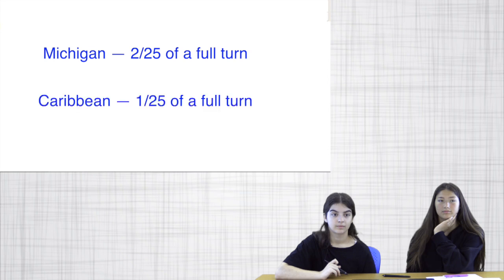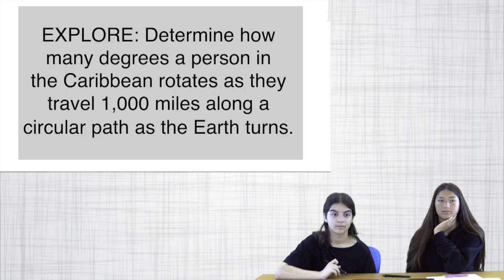In the previous episode, Mary and Claire figured out that a person in Michigan makes about 8/100ths or 2/25ths of a full rotation to travel 1,000 miles along a circular path as the Earth rotates, while a person in the Caribbean makes about 4/100ths or 1/25th of a full rotation to travel the same distance. In this episode, they use this information to determine how many degrees a person in the Caribbean rotates as they travel 1,000 miles along a circular path as the Earth turns.